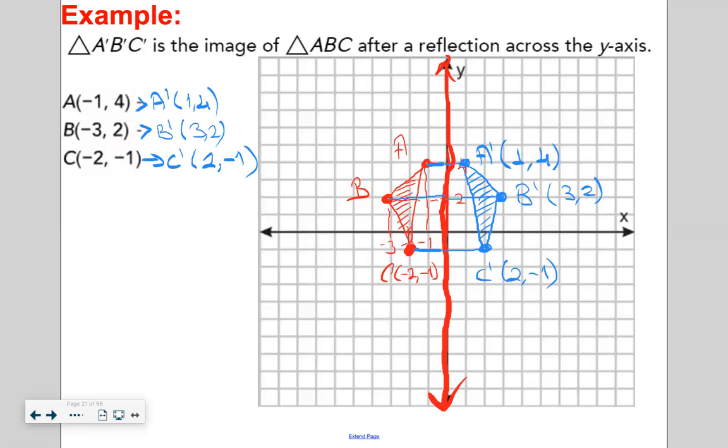If you want to write the general rule, reflection across the y-axis, this is the line of the reflection, applied to triangle ABC, and I got triangle A prime, B prime, and C prime. So this is the rule. Next question is our last question.